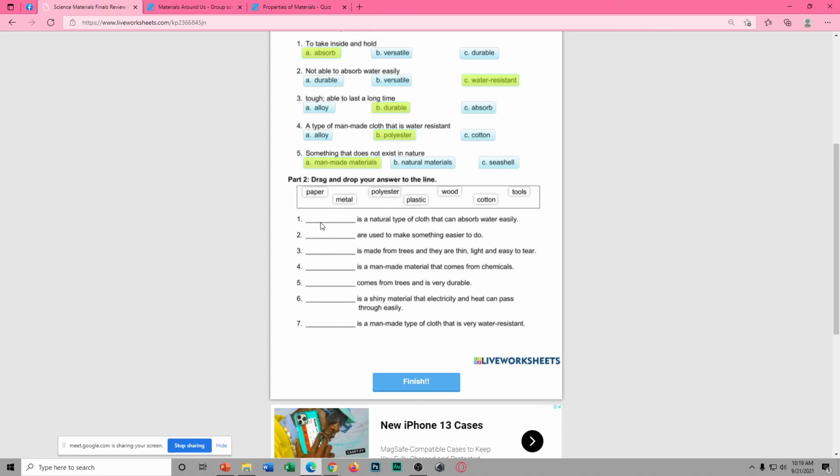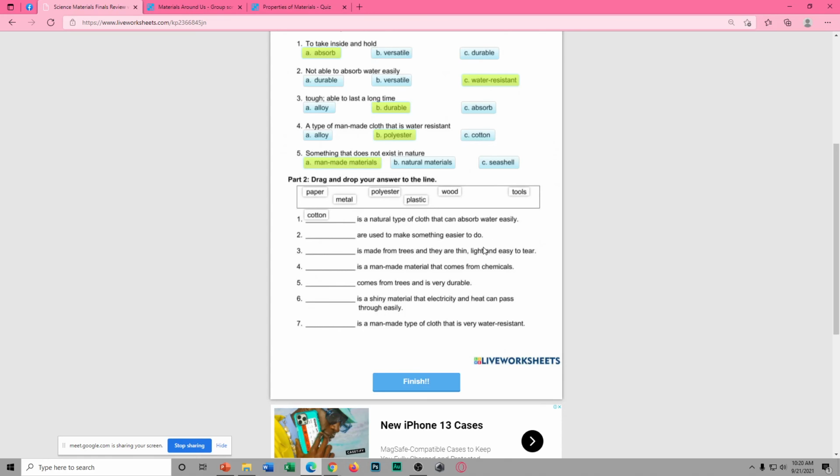Next, you just have to drag these words. Number 1. Blank is a natural type of cloth that can absorb water easily. The cloth that can absorb water. It's a cloth. Cotton. Polyester. Cotton can absorb water. Next. Blank are used to make something easier to do.